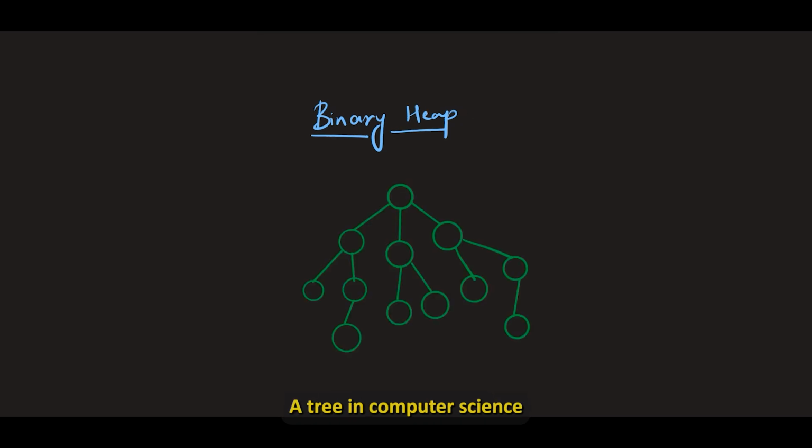A tree in computer science looks something like this. Now, the heap property states that for any parent P and any child C, the value at the parent must be greater than or equal to the value at the child for a max heap, and the value at the parent must be less than or equal to the value at the child for a min heap.